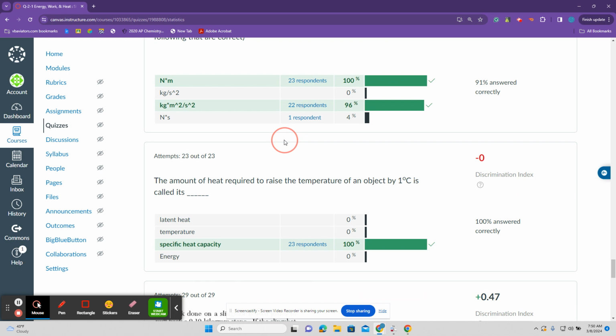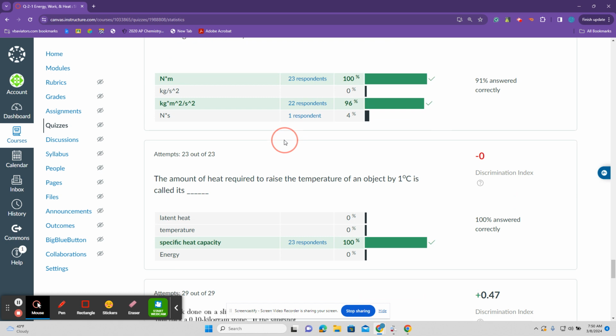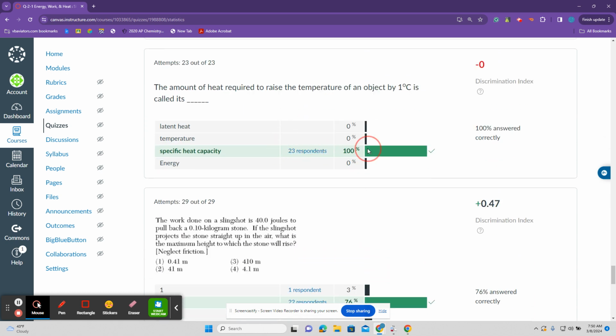Next, amount of heat required to raise the temperature of an object by 1 degree is called its specific heat. Look at that. Great job.